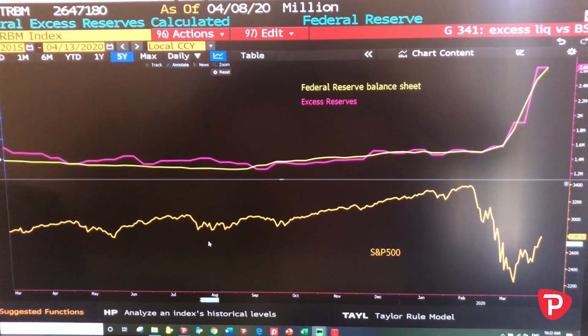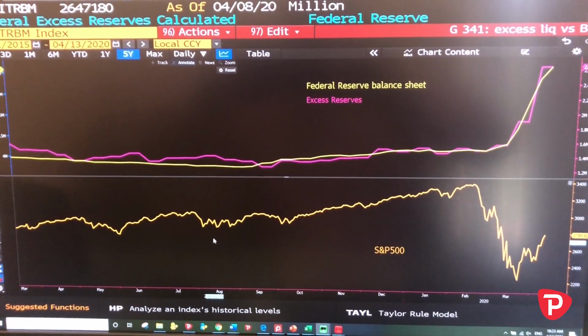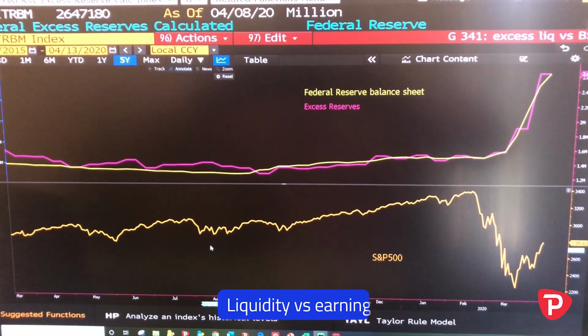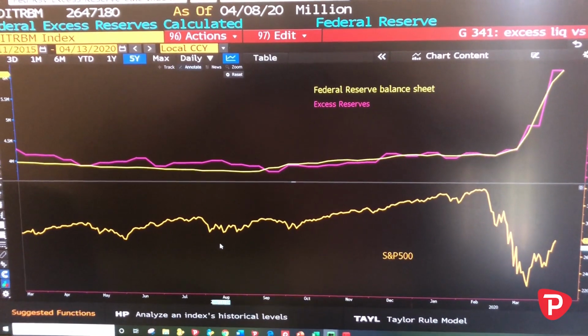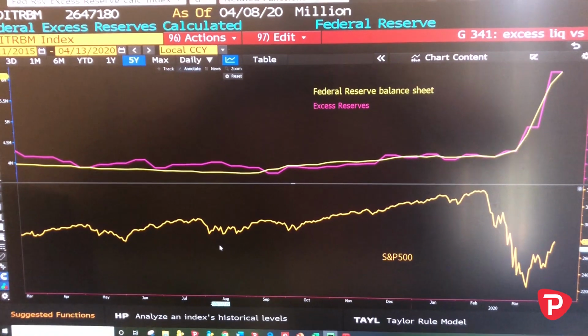Well, arguably the overriding dynamic that we're going to see answered through the earnings season is the idea of liquidity versus earnings. Now, liquidity has been the dominant force, and rightly so. It is the oxygen that's running through the market's lungs.